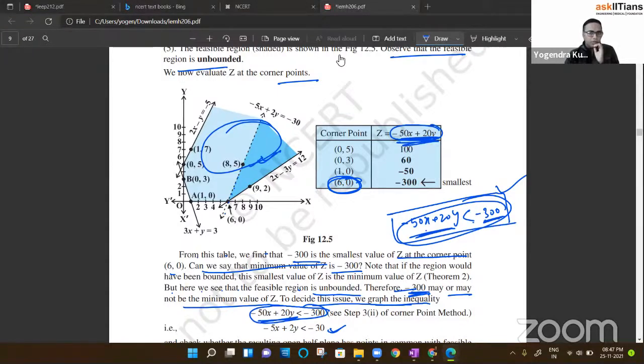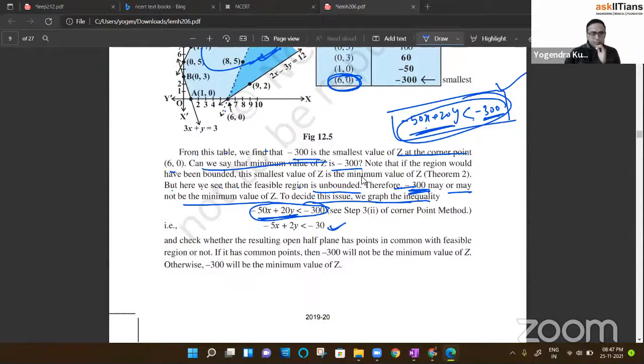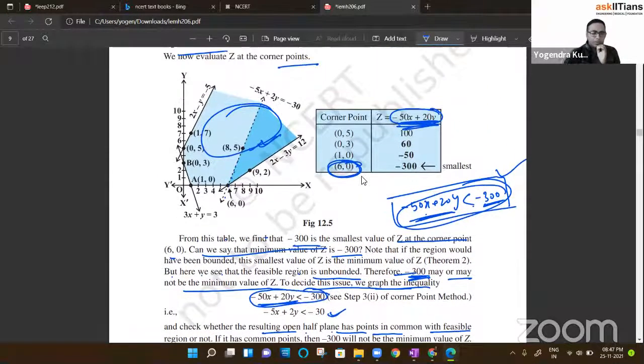So now what we observe, okay, great. We check whether the resulting open plane has points in common with the feasible region or not. So does this inequality have many common points or not? If it came something like this, suppose this inequality came like that, then this would be the final answer. But what is happening now? This is the inequality we are getting.